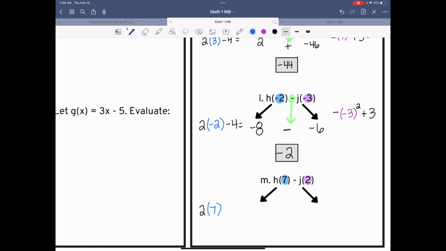All right, so for the first one, we have 2, and we're going to plug in 7, and this is going to be minus 4. And again, you can plug this in Desmos, so 2 times 7 is 14, minus 4 is going to give me an output of 10.